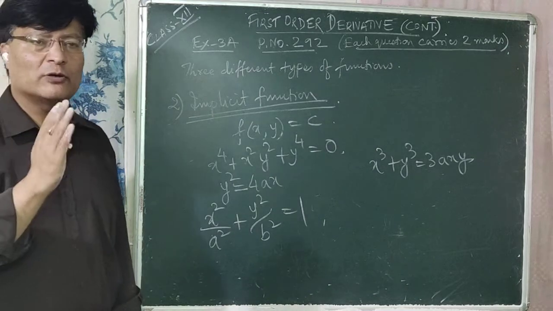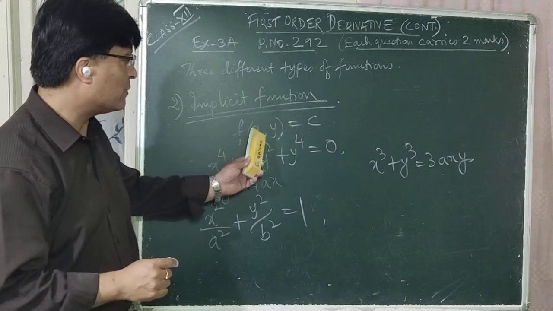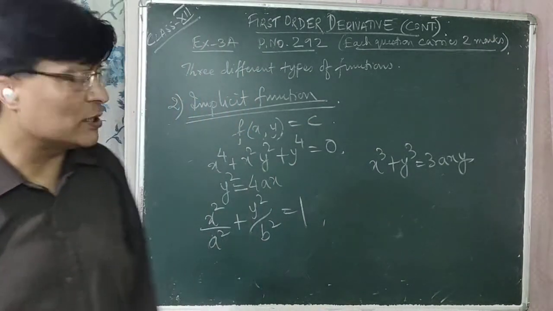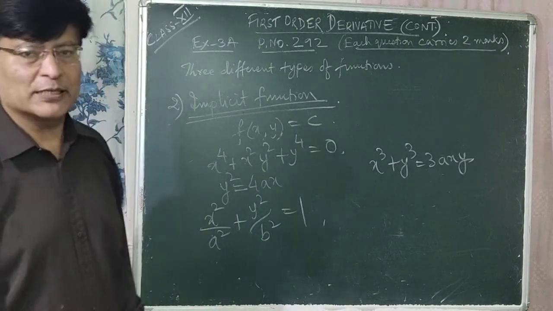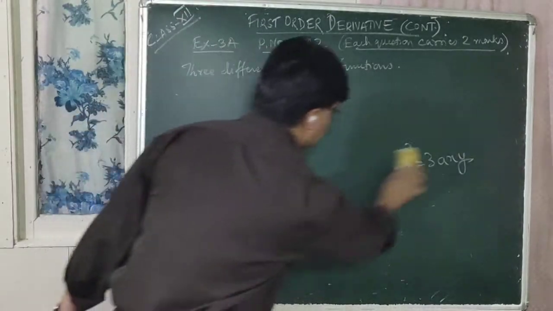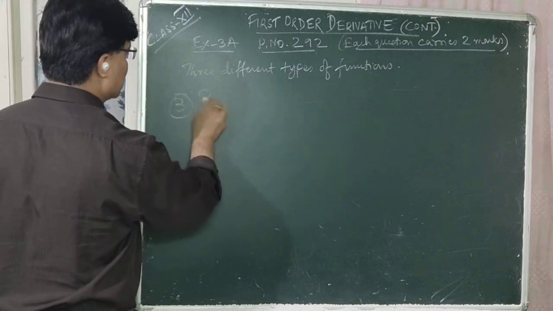Like if you have got a relation between x and y, or f of x, y is equal to some constant, then this type of function is known as implicit function and the equation is known as implicit equation. So next one, number 3, is parametric function.